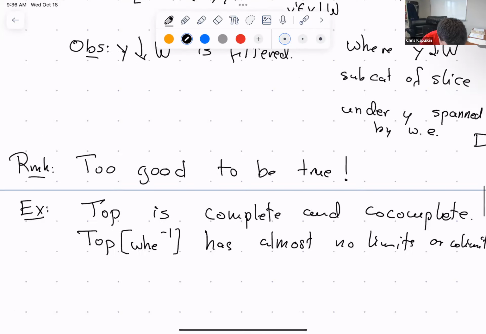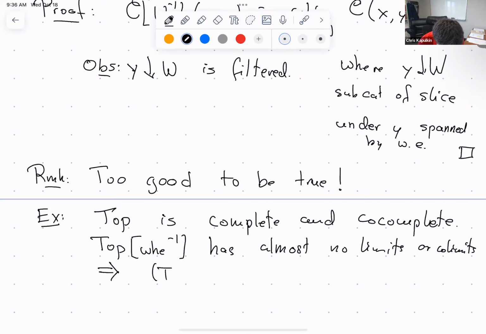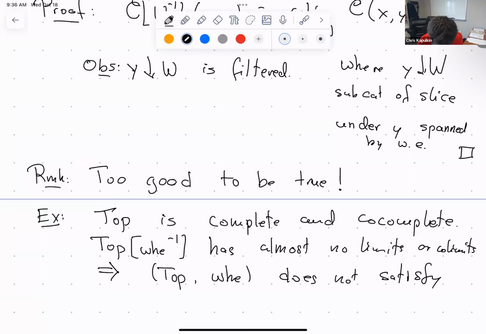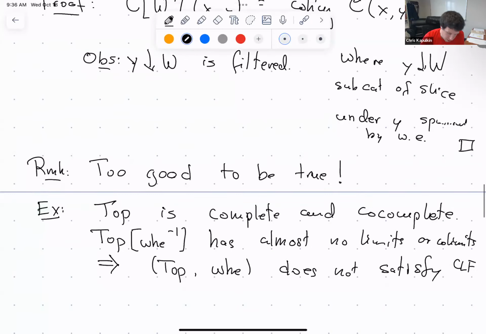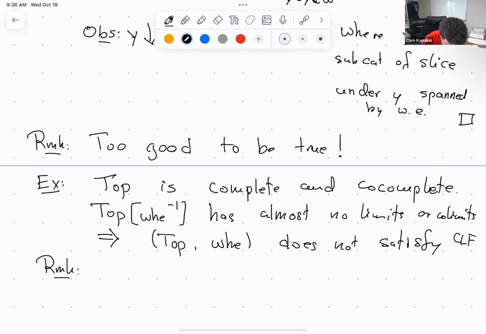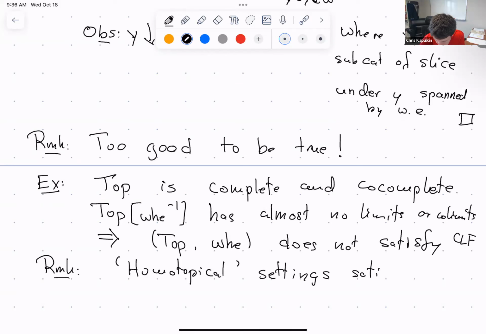And of course, the conclusion from this that you should draw is that weak homotopy equivalences on topological spaces does not satisfy CLF. And indeed, maybe a remark that I would make is that all different homotopical settings satisfy CLF or CRF up to homotopy.